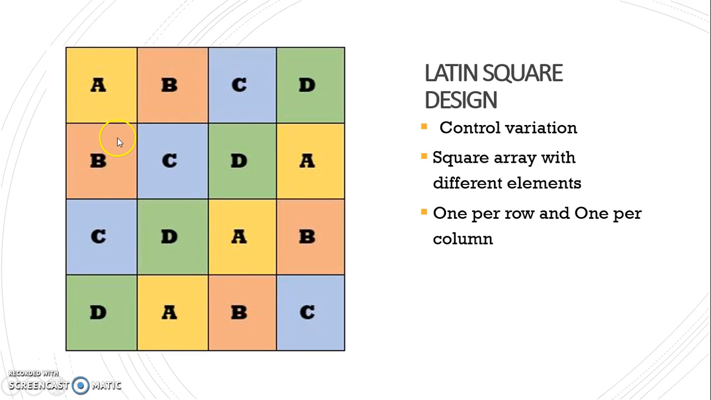Here we have a 4x4 array which is filled with letters A to D. As you can see, each row and each column contain each letter exactly once.